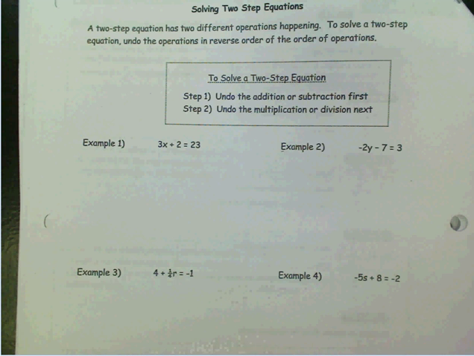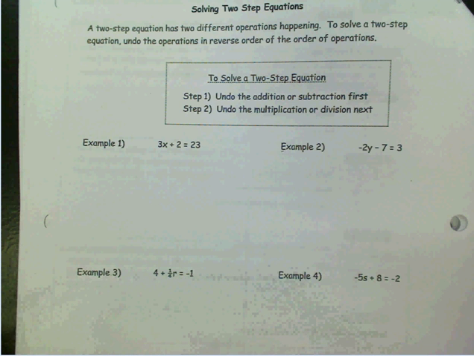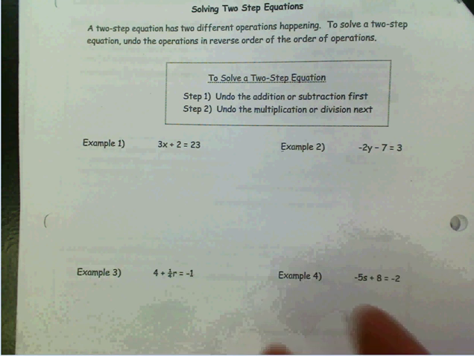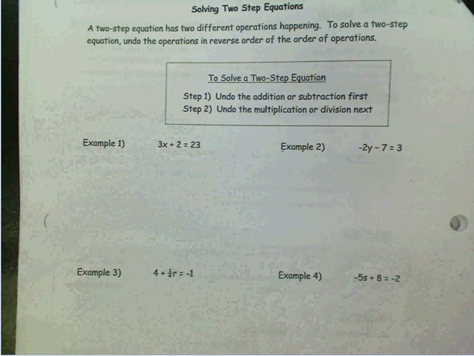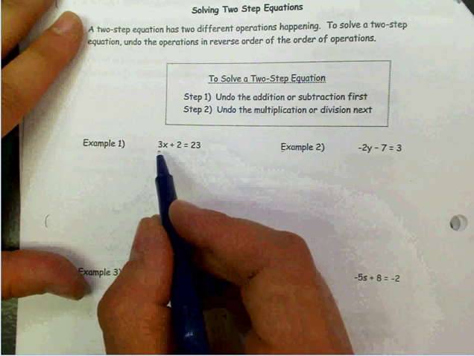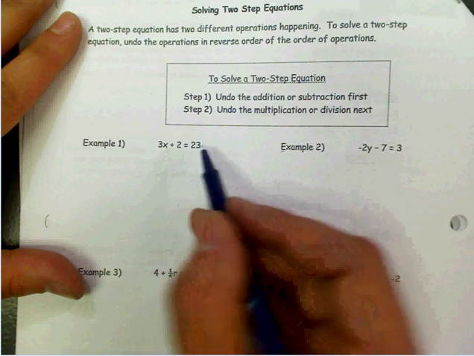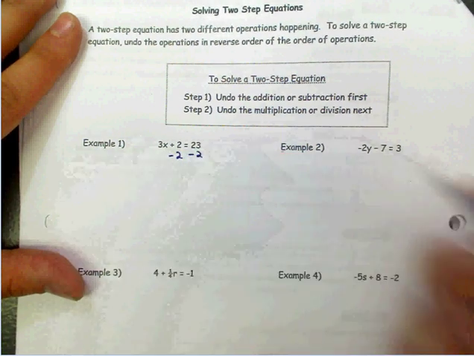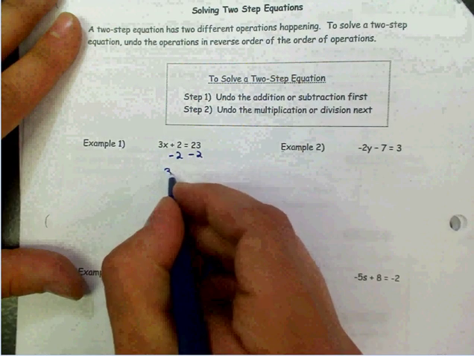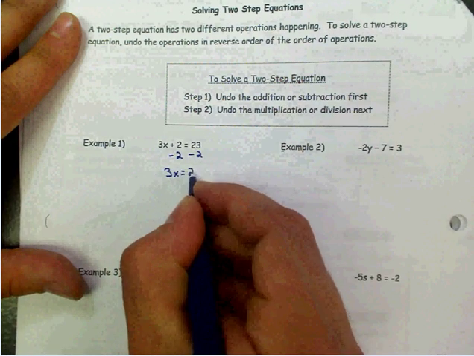A two-step equation has two different operations going on. To solve a two-step equation, undo the operations in reverse order of operations. So instead of "please excuse my dear Aunt Sally," it's going backwards. So we always start with our addition or subtraction first. In this case, I have 3x plus 2 equals 23. I'm going to subtract 2 from both sides, which gives me 3x equals 21.